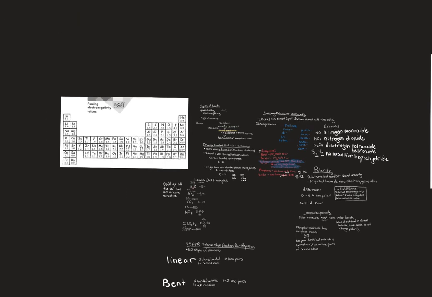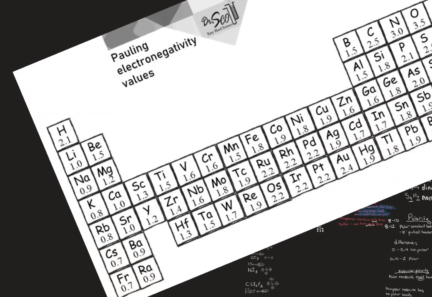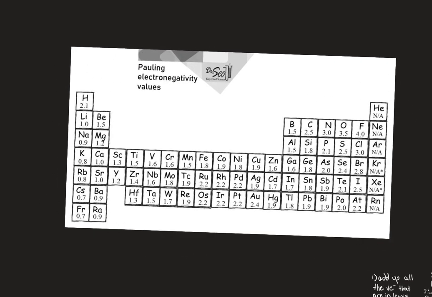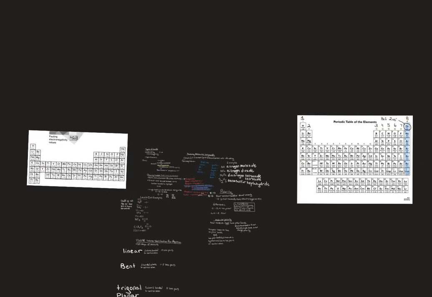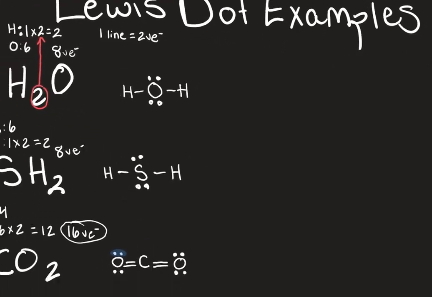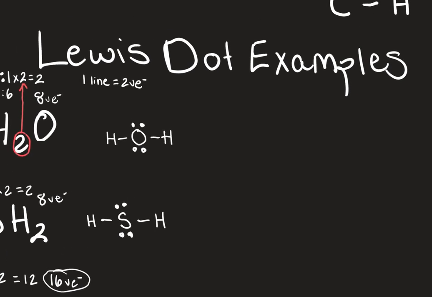I added a periodic table with the electronegativity values on here, okay? This is the periodic table you will have in class to find the values. So this is what the values we take to find the difference. So let's look at whether we have polar bonds in our Lewis dot structures we just made.